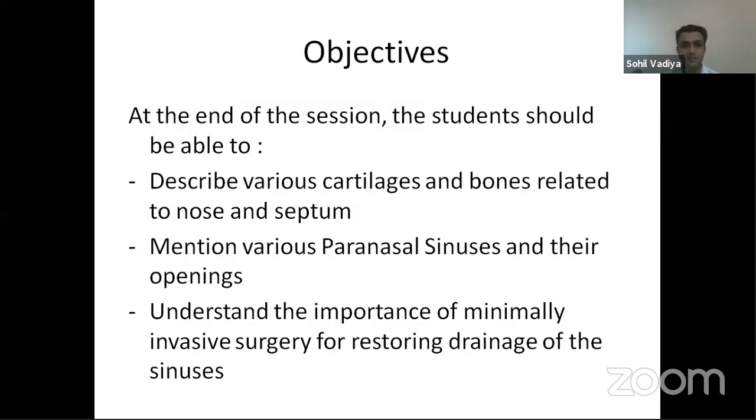So at the end of the session, I would like all of you to please understand this much. Understand various cartilages and bones related to the nose and septum, mention at least various paranasal sinuses and their openings, and you will have to understand the importance of minimally invasive surgery for restoring the drainage of the sinuses.